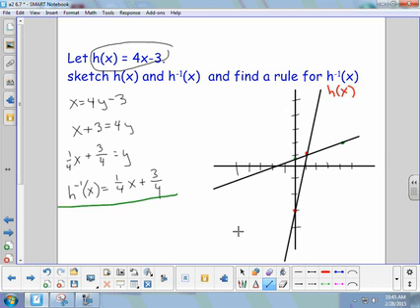If you've done everything correctly when you sketch them, they're going to be reflections over each other, over the line y equals x. So if I were to magically fold my paper over that dotted line, those two lines would land on each other. Which these do look like they would be reflections over the line y equals x.